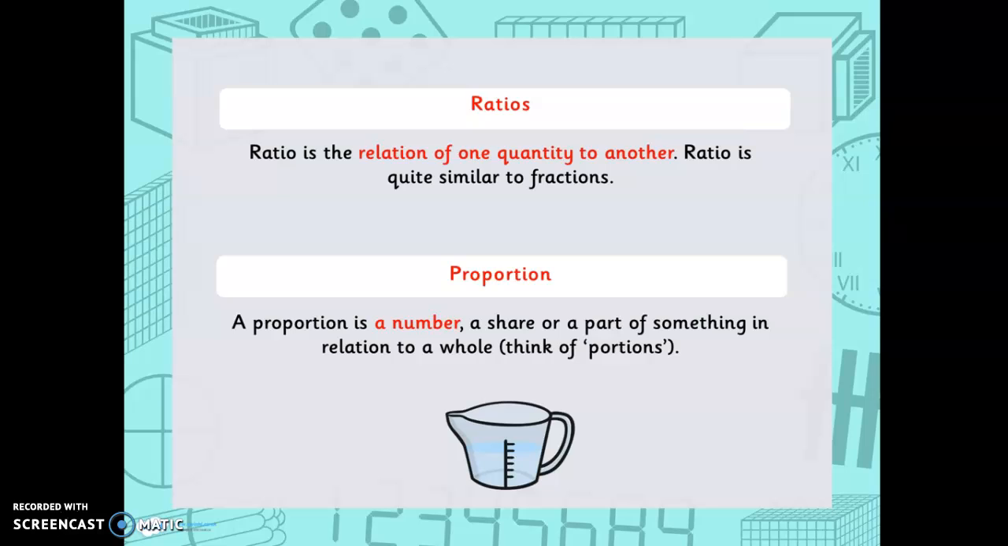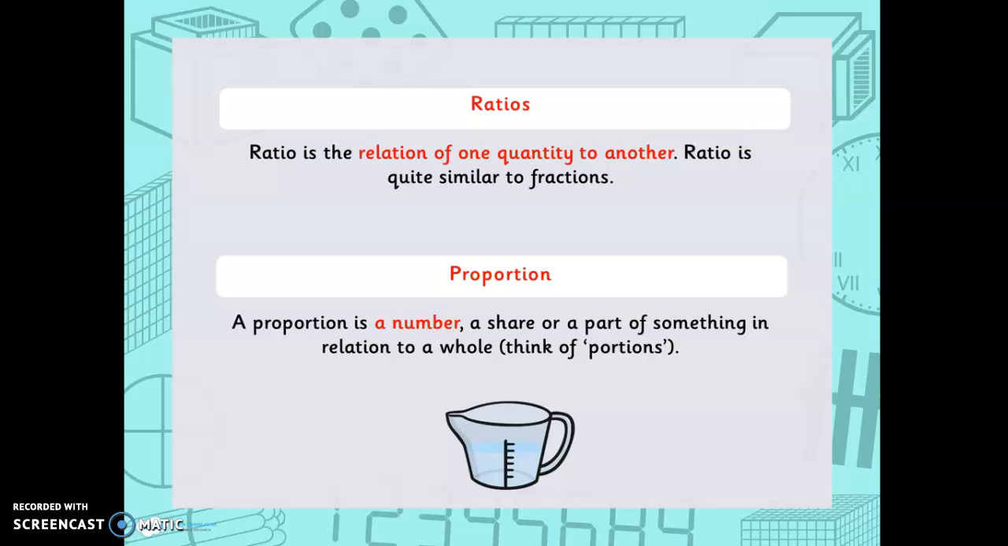Ratio is the relation of one quantity to another. So how much of one thing there is in relation to another. So how many children there are to one teacher in a class. So 30 children to one teacher. The ratio is 30 to 1. Or if you were talking about the ratio of teachers to children, it would be 1 to 30. One teacher to 30 children.